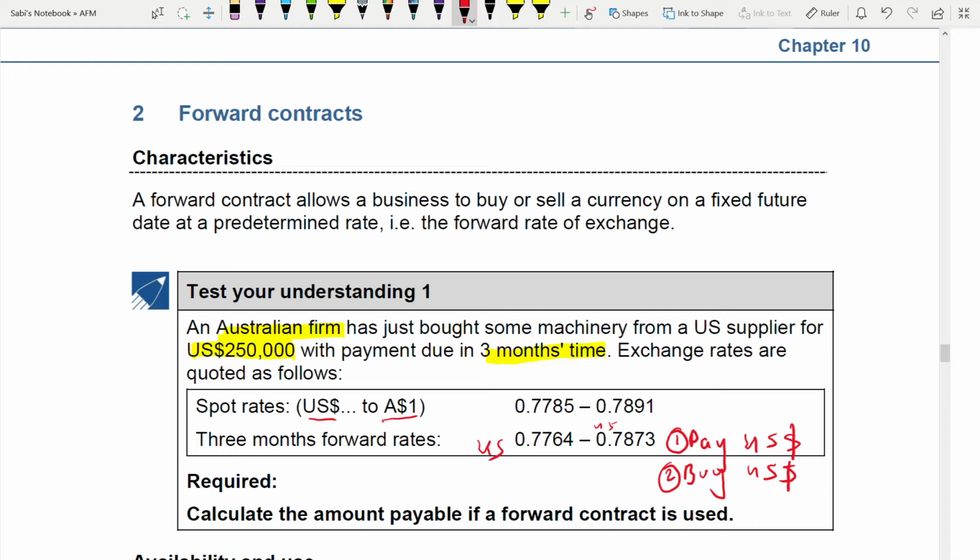I'm sorry, some mistake is there. You are an Australian firm. Okay, you start from here. You are an Australian firm. So you look at your base currency. This is your base currency. Base currency means whichever currency is on the right side. It's US dollar to Australian dollar, so whatever comes on the right side is known as base currency. So your base currency is Australian dollar.